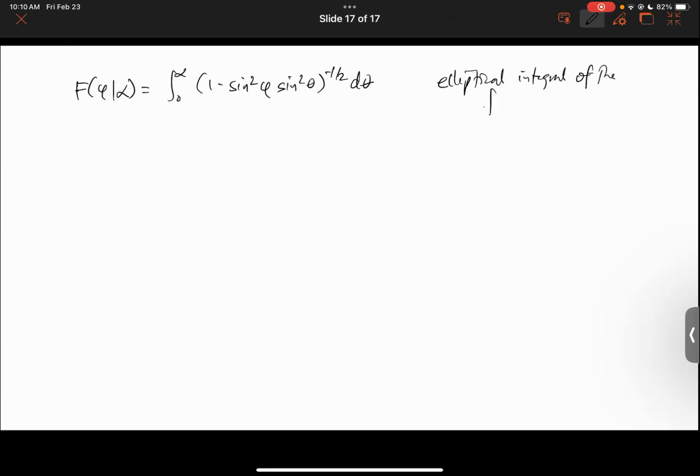an elliptic integral. Okay, and what we used, F of phi, alpha, evaluated integral from 0 to alpha ng 1 minus sine squared phi sine squared theta to the -1/2 d theta. Okay, looks familiar ba? This is called the elliptic integral of the first kind.